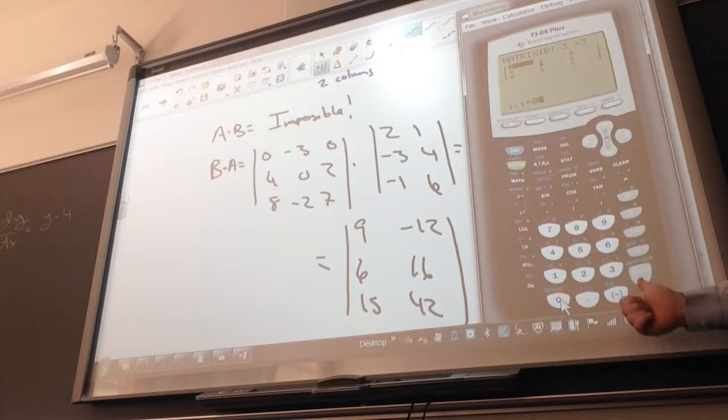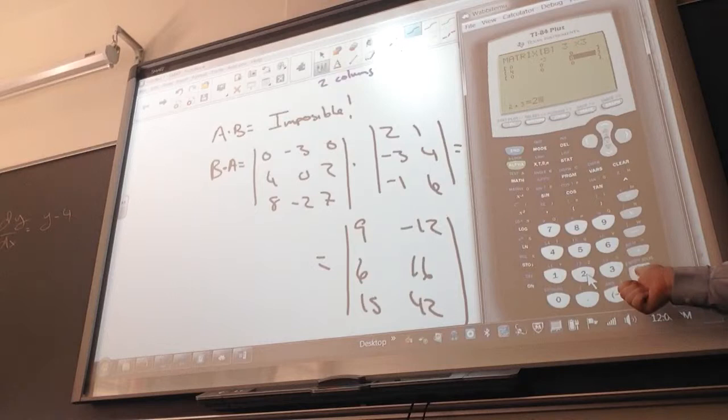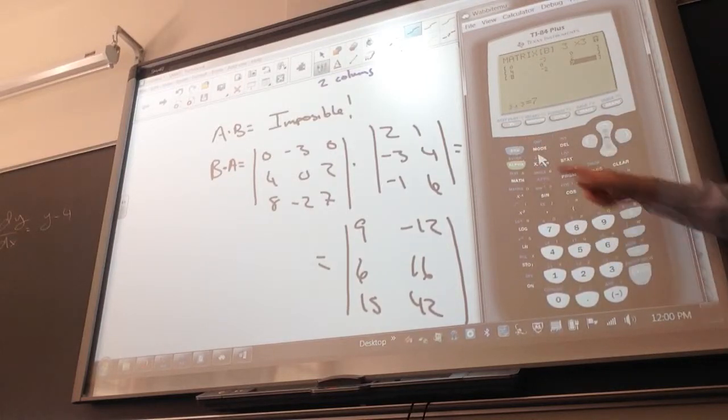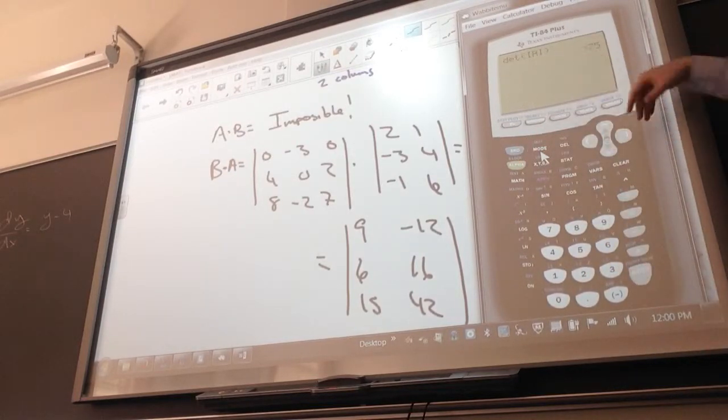So it'll be 0, enter, -3, enter, 0, enter, 4, enter, 0, enter, 2, enter, okay, 8, enter, -2, enter, 7, enter. And there I have it. My matrix has been programmed in, okay? Now, what I want to do next, everybody, to actually do the operation, what I've got to do is clear out everything. So I'll hit second quit. That gets me back to the regular calculator screen.